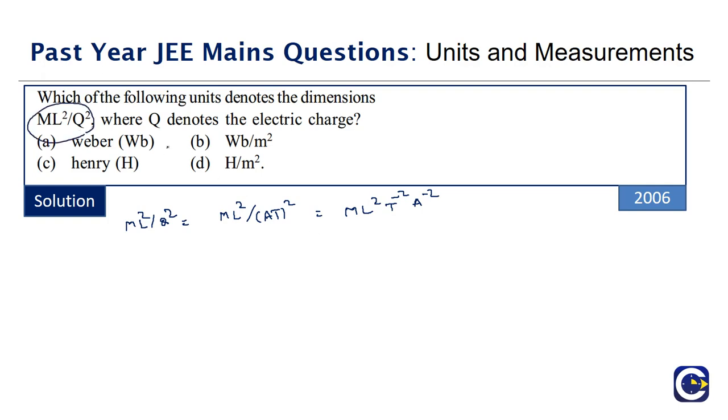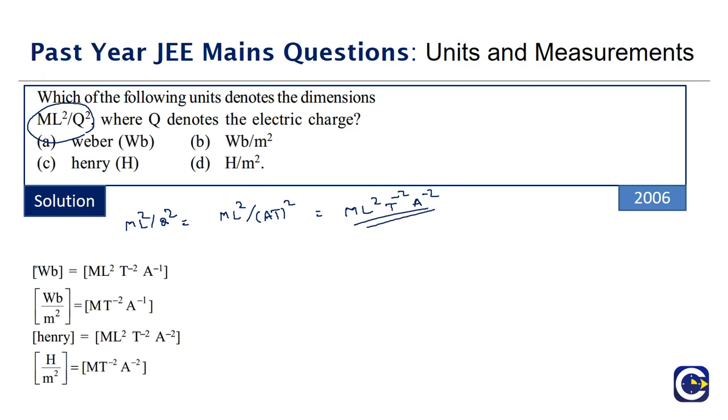Now we can look at all the four options and check which of them will be dimensionally matching with the dimensional formula of ML^2T^-2A^-2. So if you look at the quantities that we have, the dimensional formula for the magnetic flux, Weber, will be ML^2T^-2A^-1. Now we can get the dimensional formula for magnetic flux by using the idea of electromagnetic induction, where the induced EMF will be equal to the rate of change of magnetic flux.